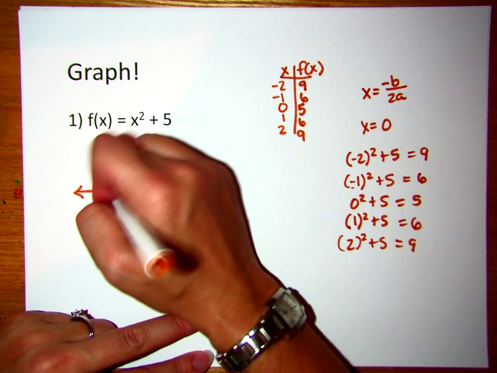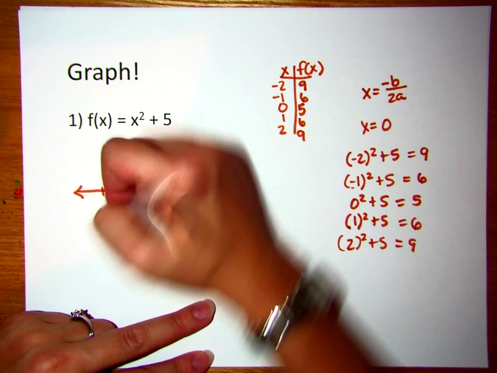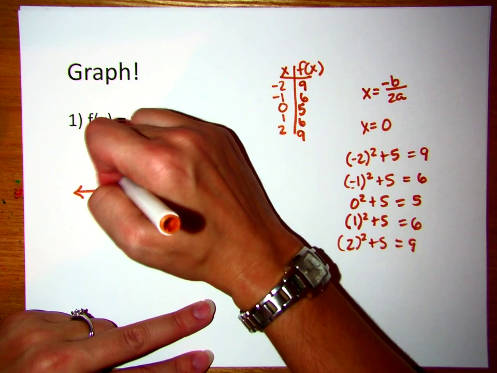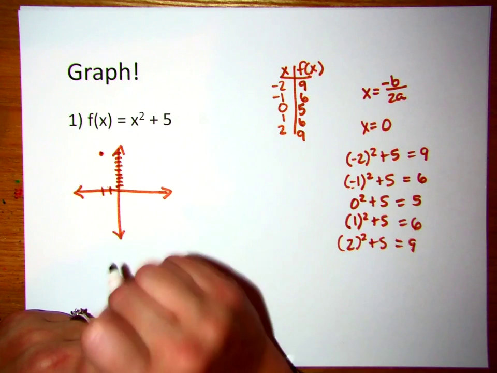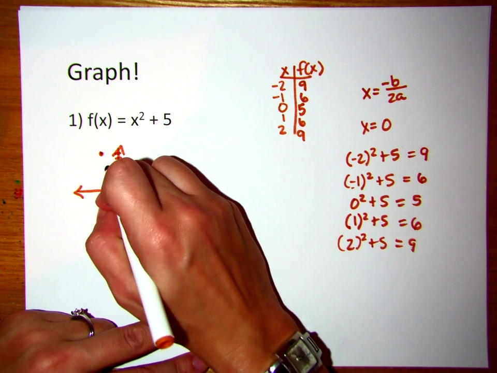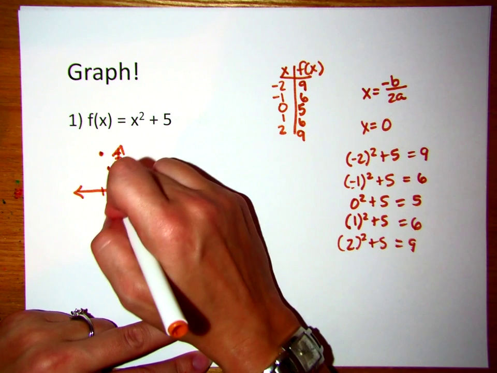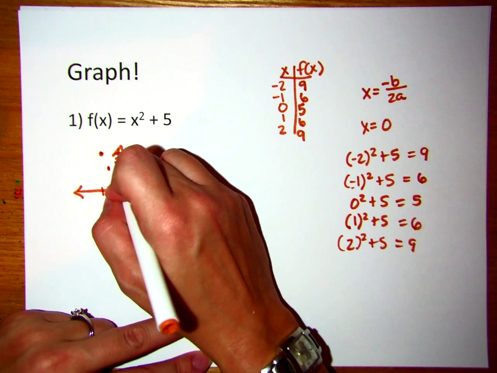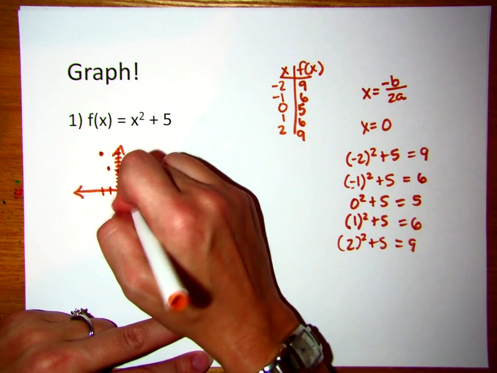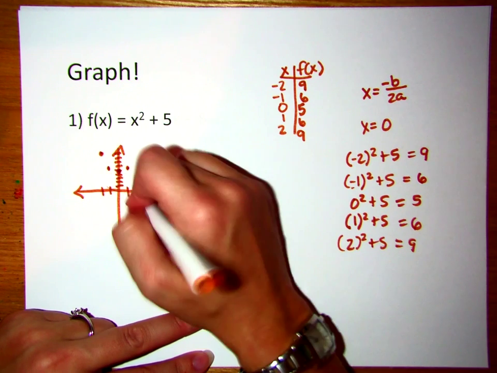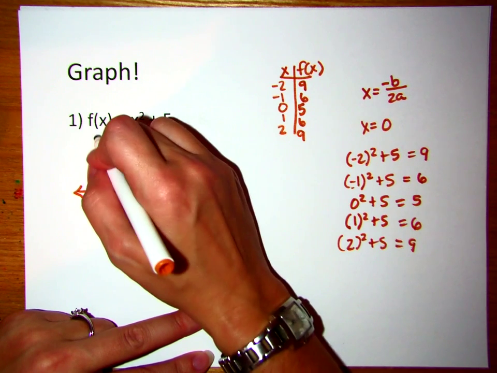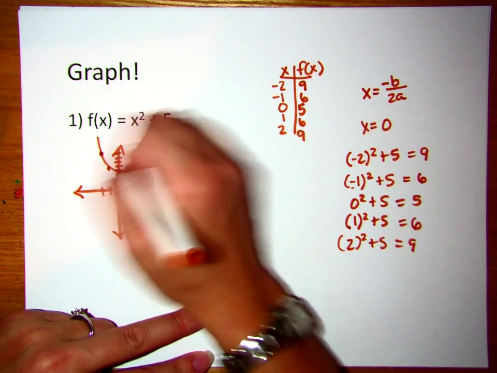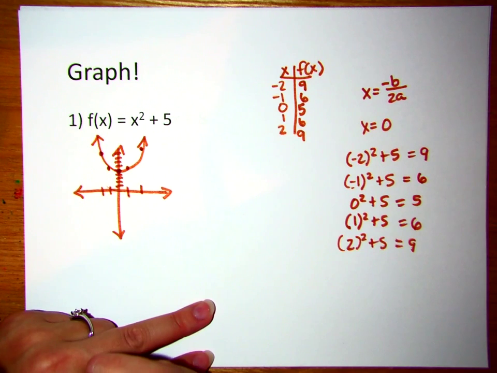So let's go ahead and plot this. So I've got negative 2, and we're going to go 1, 2, 3, 4, 5, 6, 7, 8, 9. So negative 2, 9, negative 1, 6, then we have 0, 5, and then we got 1, 6. And I know this is not the best graph in the world, but then 2, 9 gives you that picture though at least. And when we connect this, it makes a parabola, a U.